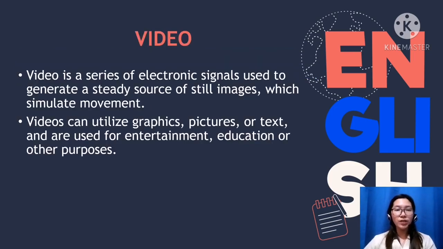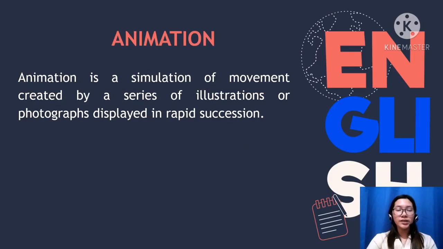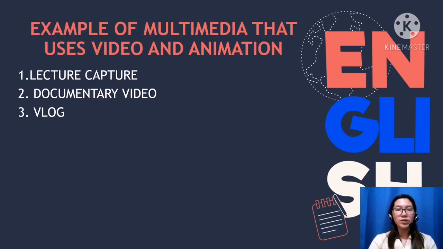The next type of multimedia is a video. Video is a series of electronic signals used to generate a steady source of still images which simulate movement. Videos can utilize graphics, pictures, or text and are used for entertainment, education, or other purposes. And the next type of multimedia is an animation. Animation is a simulation of movement created by a series of illustrations or photographs displayed in rapid succession. Examples of multimedia that uses video and animations are the following: lecture capture, documentary video, and vlog.